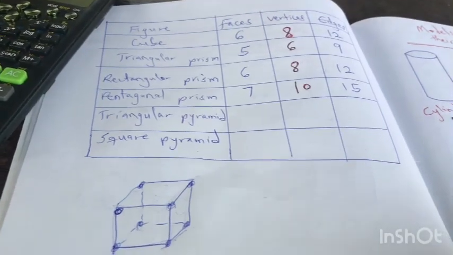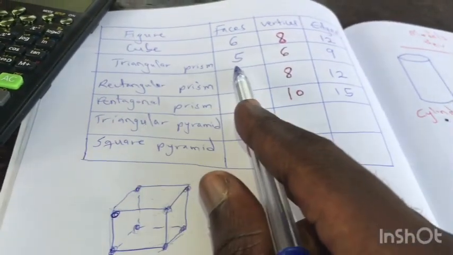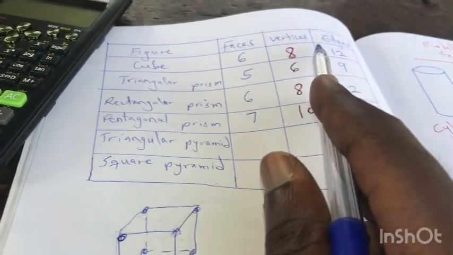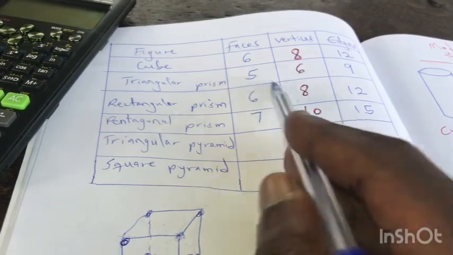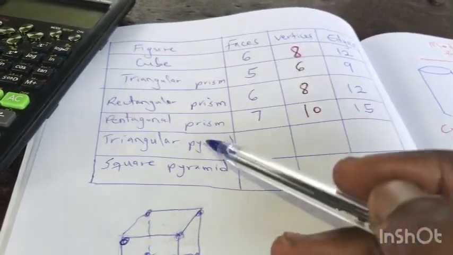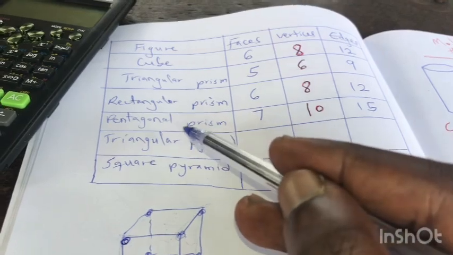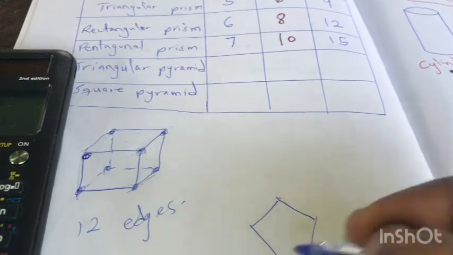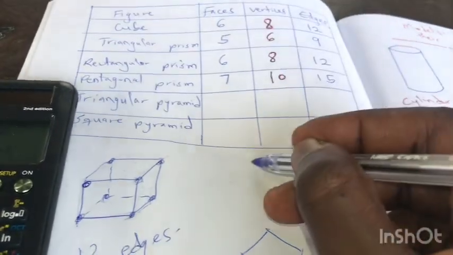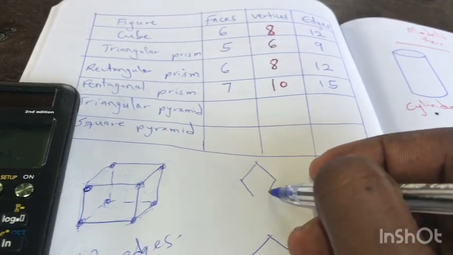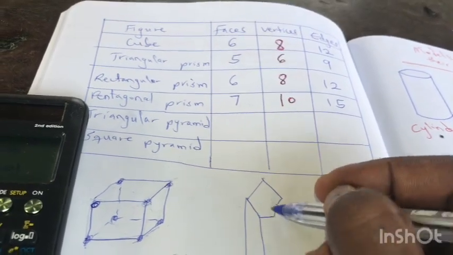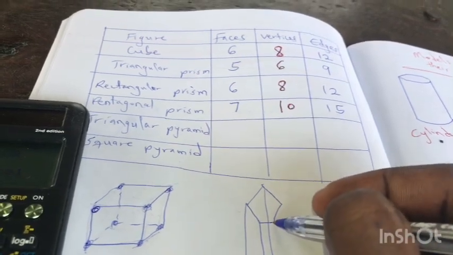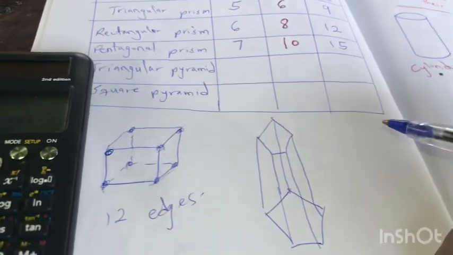So the triangular prism has 5 faces, 6 vertices, and 9 edges. Rectangular prism, 6 faces, 8 vertices, and 12 edges. What about the pentagonal prism? It means the base has 5 sides. Let me draw it for you. A pentagon like this, and the top will also be a pentagon. They are of the same size, so don't mind me. Something like this. Have you seen it?